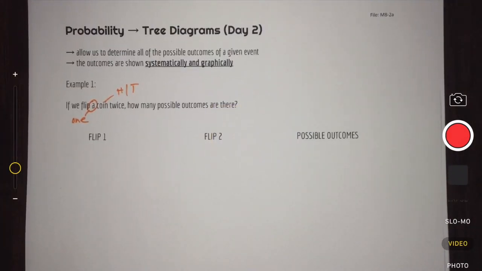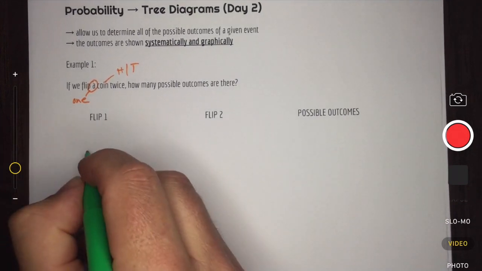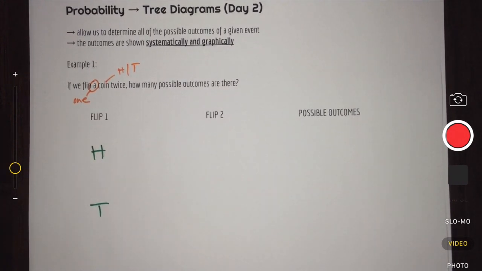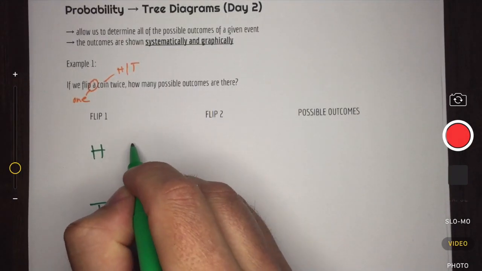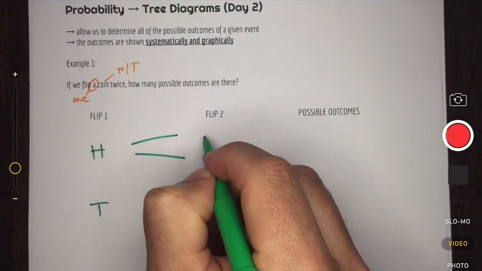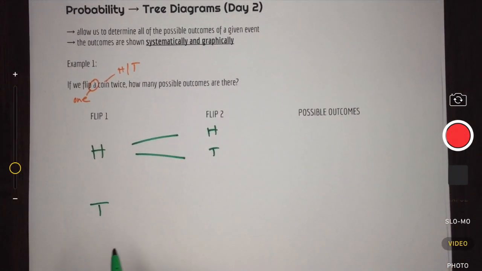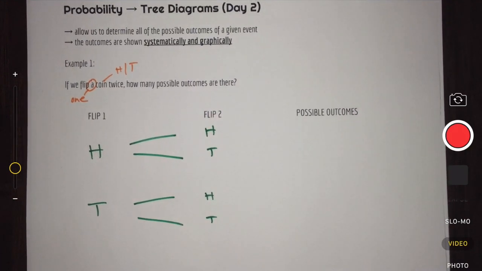So for flip number one, it doesn't matter what I do. I know that when I flip my coin, it's either going to land on heads or it's going to land on tails. So those are my two possibilities for flip number one. Depending on what it lands on for flip number one, and I'm just going to draw some little lines to show this out, for flip number two, I can land on heads or tails. And if I flip a tail first, for flip number two, again, I can land on heads or tails.